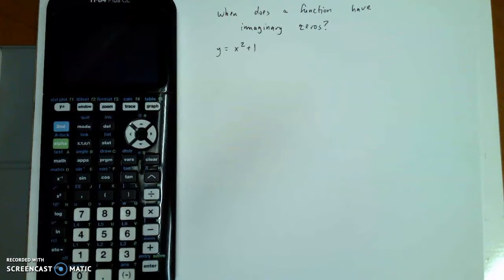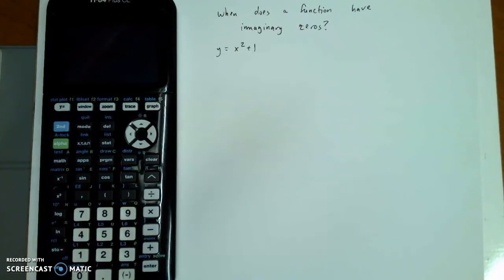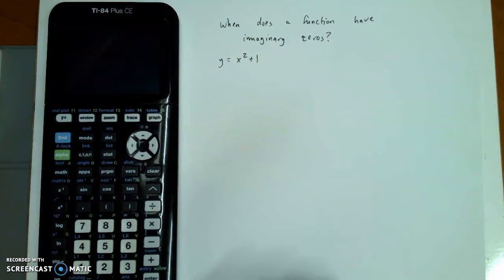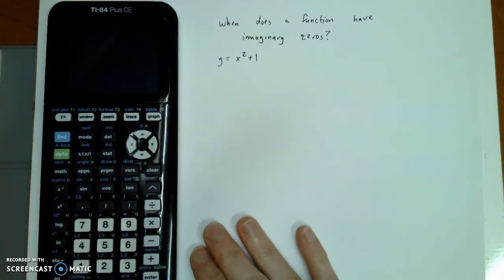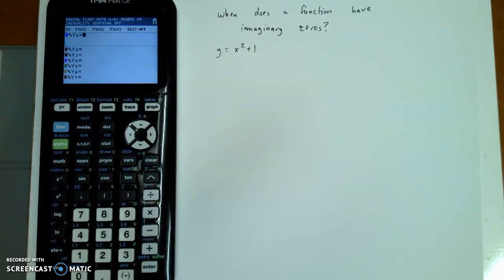In this video, we're going to look at how to use the calculator to try and help me figure out when does a function have one or more imaginary zeros. And as always with mine, I'm using a TI-84 plus CE, but a lot of what I say will apply for pretty much any graphing calculator.